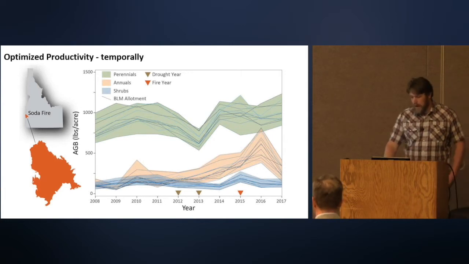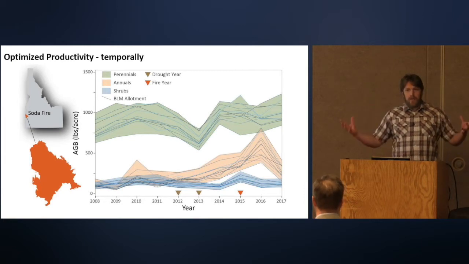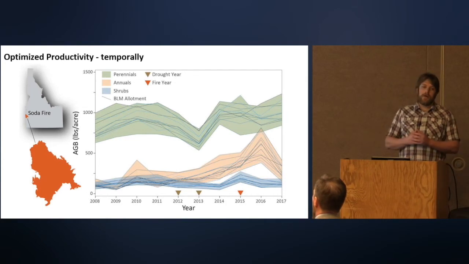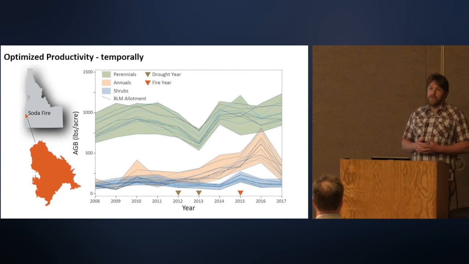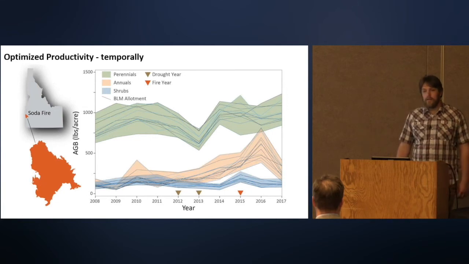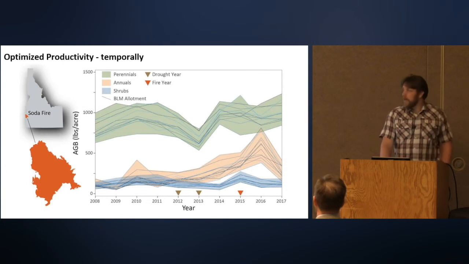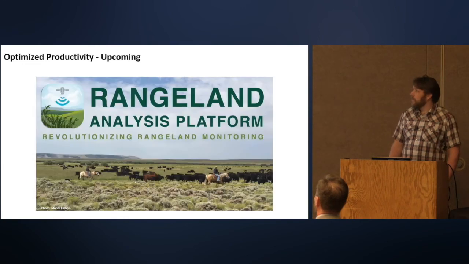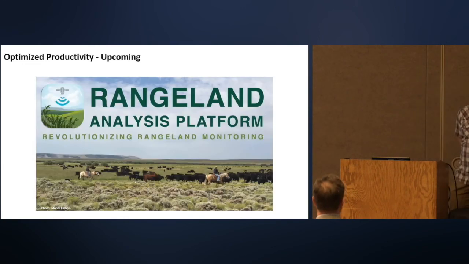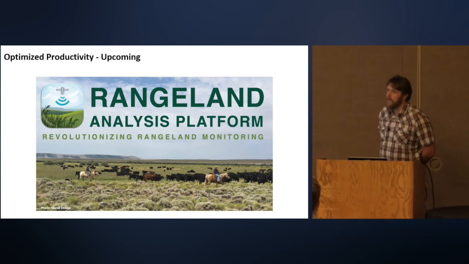So that's where we're at with the optimized productivity. Again, taking complete plant carbon allocation, converting it to above ground biomass, and partitioning it out to plant functional groups, which are essential for understanding what's available for livestock, what's available for wildlife out there in terms of forage. And so this product, we're still working through some of the details on how to process it and get it out, and it will be put into the Rangeland Analysis Platform as we complete it and as we publish the manuscript describing how we do this.